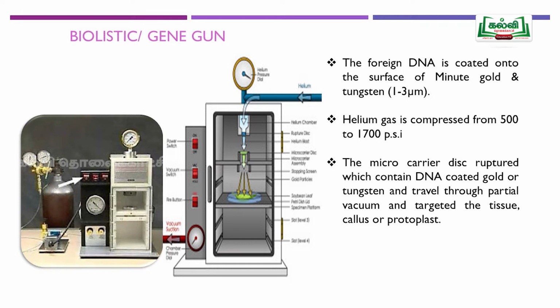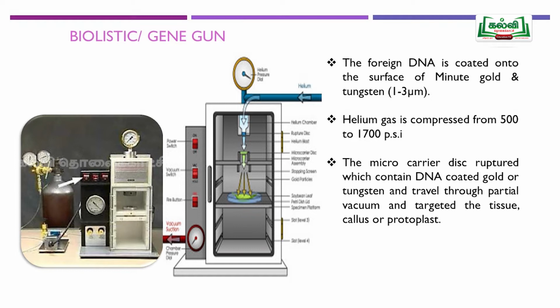So the coated DNA molecule will be taken here and placed in a microprojectile disc. When we apply direct pressure on the top side of the ballistic gun, it will cause a big bombardment between the molecules. Due to that, the microparticle disc will get ruptured, and the microparticles will go and target the tissue.